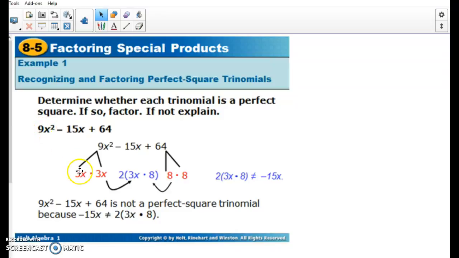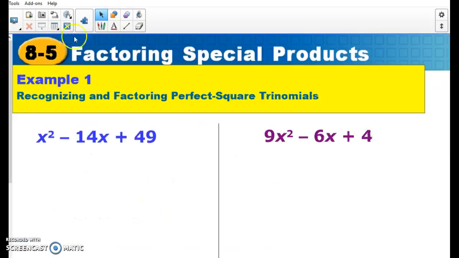Okay, kind of the same thing here. 9x squared can be split up to 3x and 3x. 64 can be split up to 8 and 8. But this time, when you have that middle term with negative 15x, you're not going to get that from 3x and 8. So no, this is not going to be a perfect square trinomial.